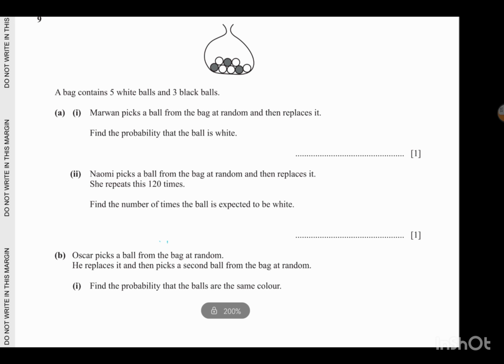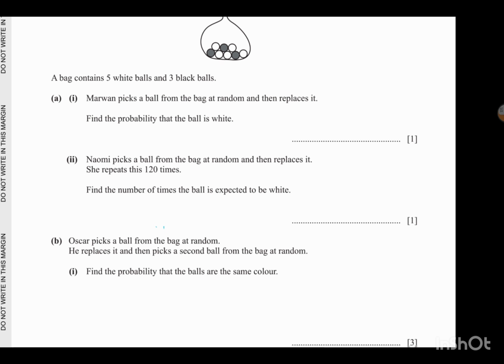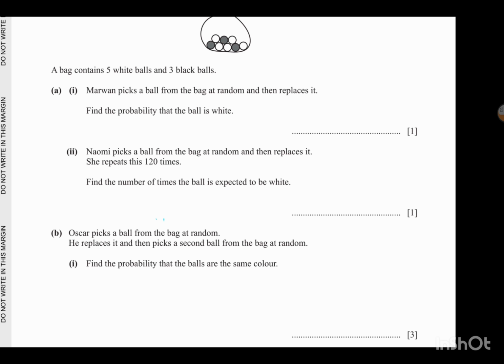Question number 9. A bag contains 5 white balls and 3 black balls. This is the bag. Question A: Marwan picks a ball from the bag at random and then replaces it. He picks a ball and he replaces it. We need to find the probability that the ball is white. So out of 8 balls, there are 5 white balls. So 5 by 8 will be the probability of a white ball.